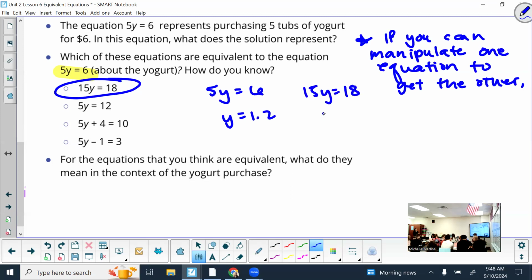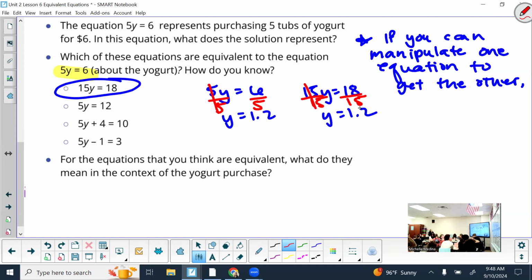Okay, so meaning the variable equals the same thing, so they are equivalent, and they are. What would be opposite of multiplying by 5? So do that on both sides and simplify. 6 divided by 5 is 1.2. Over here, opposite of multiplying by 15 is, and put that in your calculator. You do also get 1.2. So good.